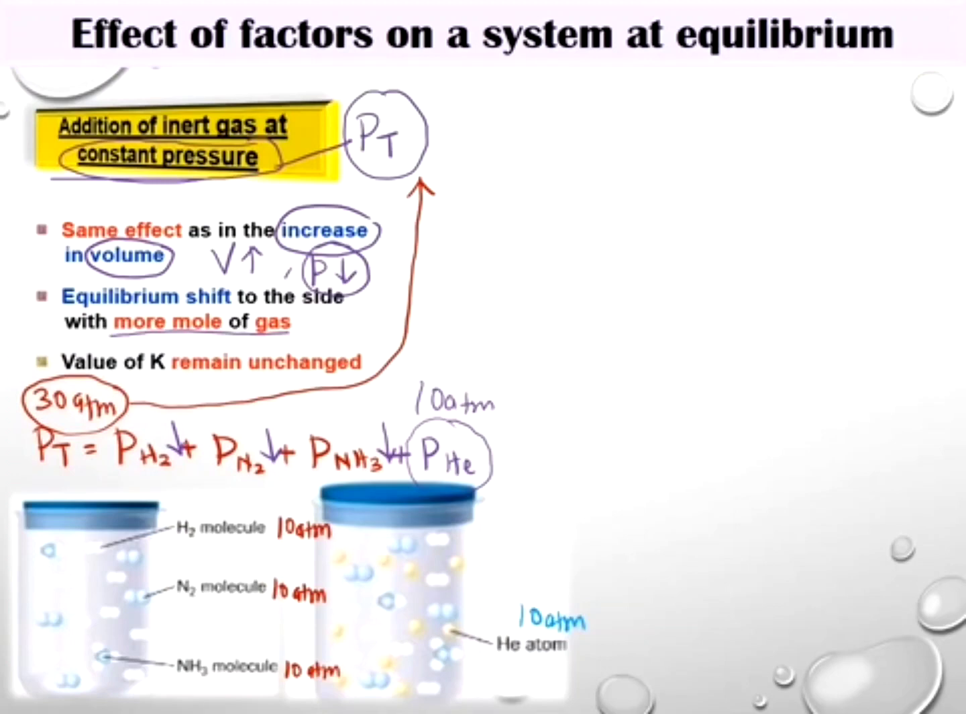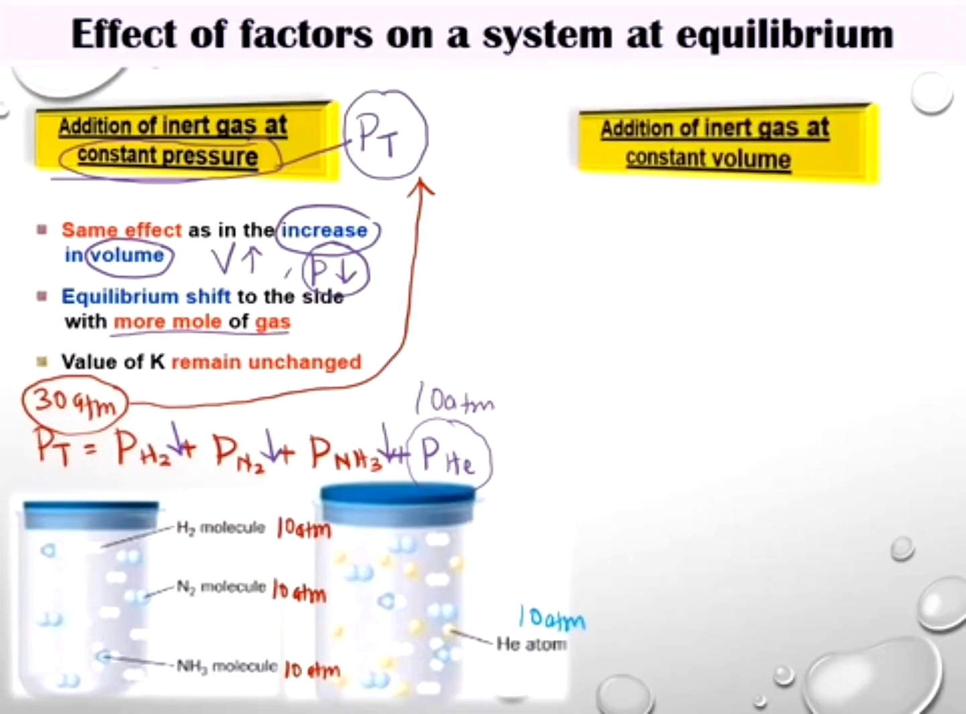Nampak? So if the pressure decreases, the volume will increase and it will shift to the side with more number of moles of gas. Nampak tak? Same effect as increase in volume yang kita tengok tadi. Boleh? Okay.